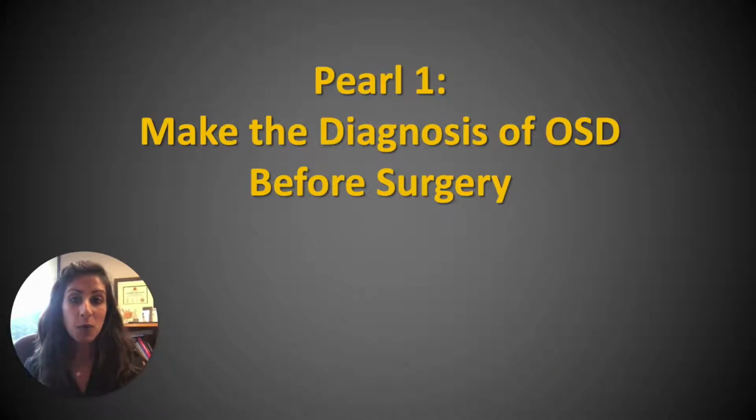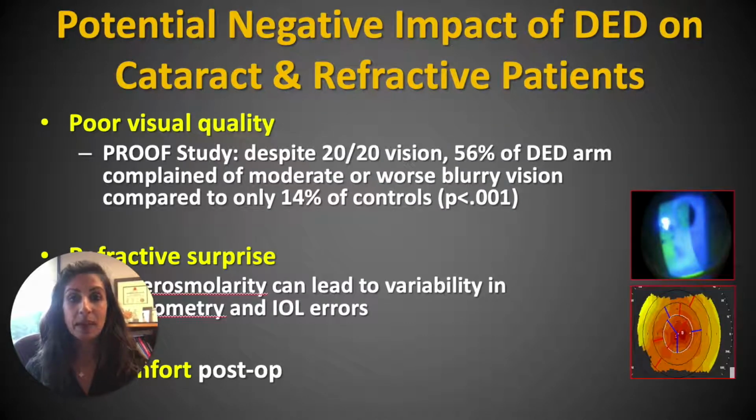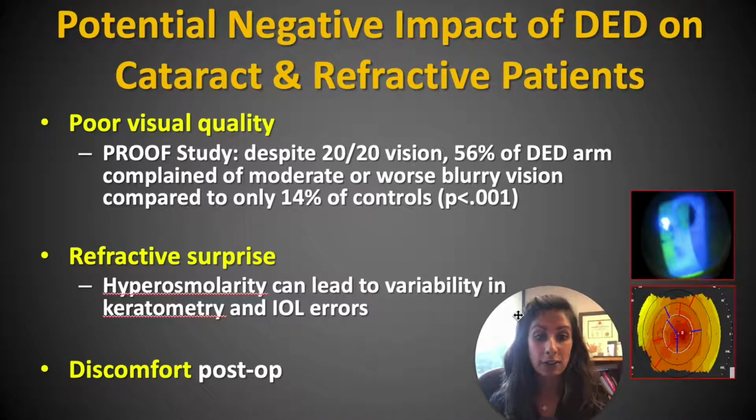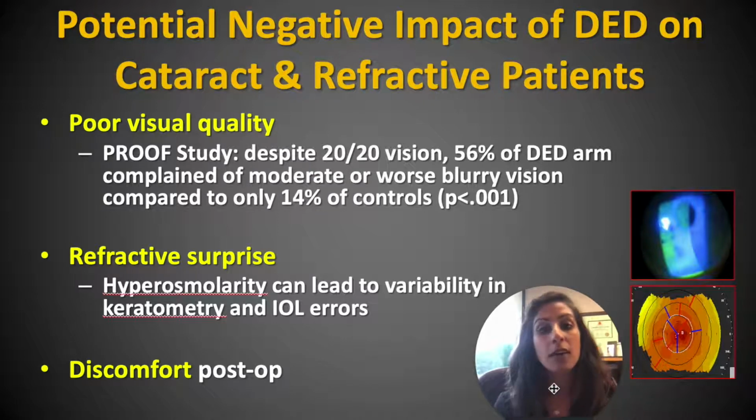So pearl number 1, it's really important to make the diagnosis of ocular surface disease before surgery. There's a potential negative impact of dry eye disease on cataract and refractive patients. For anyone that has experienced this in their own clinical practice, we know that patients are really unhappy when they have ocular surface disease. They can complain of poor vision quality.